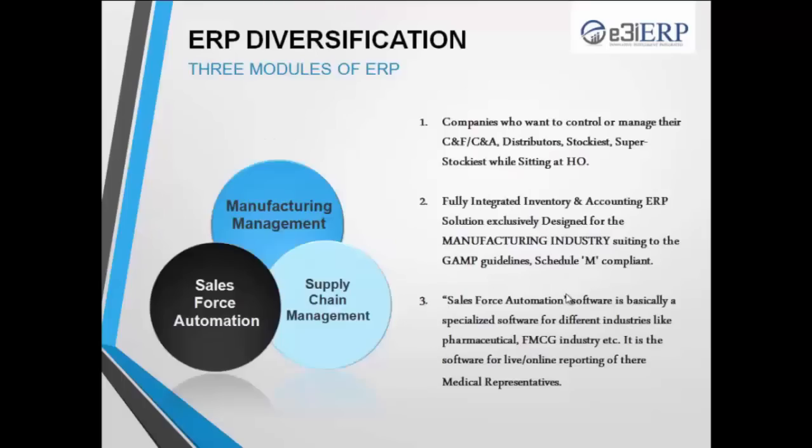Now let's talk about diversification, which shows the modules we have in ERP, meaning what all software and what all solutions we are providing in the market. As we discussed before, there are a number of departments in ERP, but now we'll focus on three main departments. The first is supply chain management, where we manage C&F, C&A, distributor, stockist and super stockist.